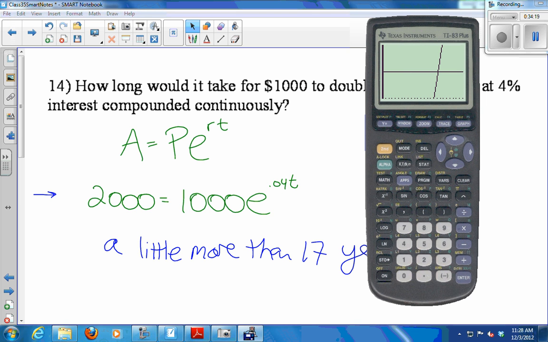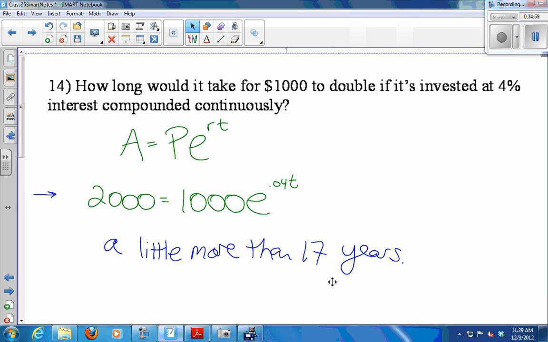So this one that's increasing represents my bank account. It's growing, right? And this horizontal one represents a value of $2,000. So I find out where they cross by using the calculate menu, choose option 5, intersect, and you just hit enter, enter, enter. And we get 17.32868. Yep. You can, but we haven't learned logs yet. Yep. But logs or the algebraic way of solving this, which we'll do in the next couple classes. So to be more exact, 17.328.